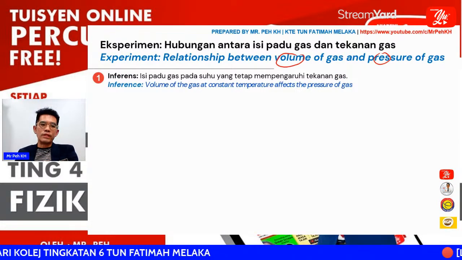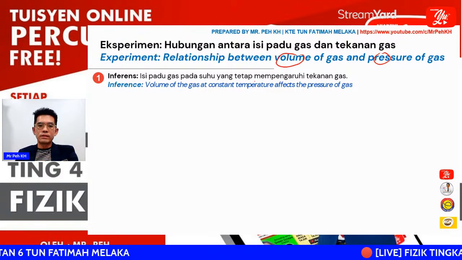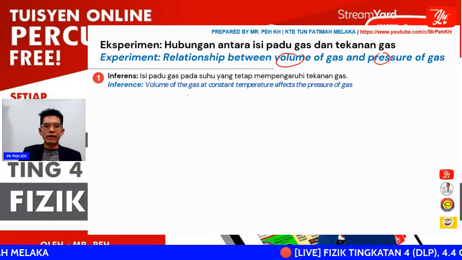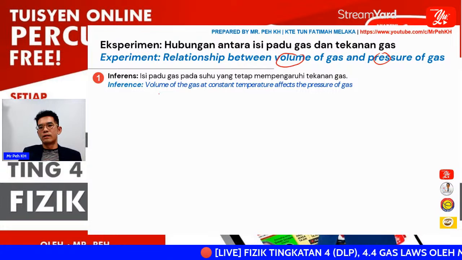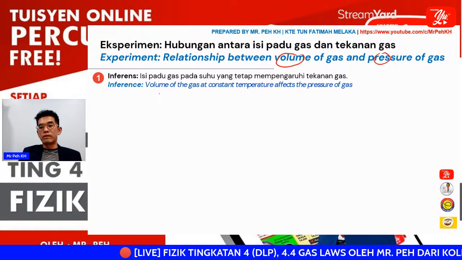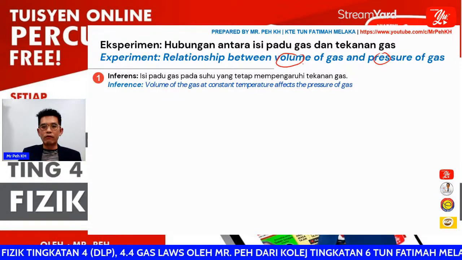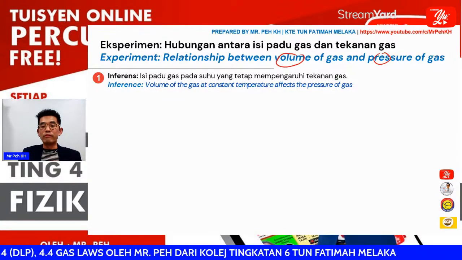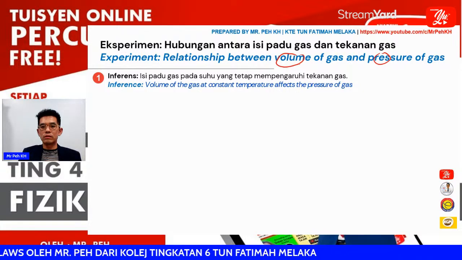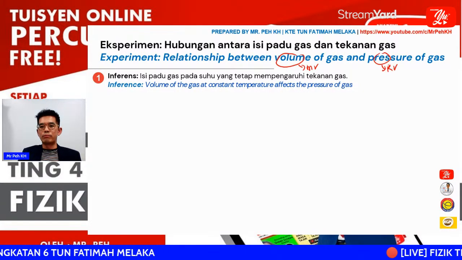Firstly, here will be discussed regarding the inference. Okay, so inference will be right like this. This one will be the technique for answering paper 3. Okay, so first we need to identify the RV and MV here. As mentioned just now, the MV will be volume, then the RV here will be the pressure.